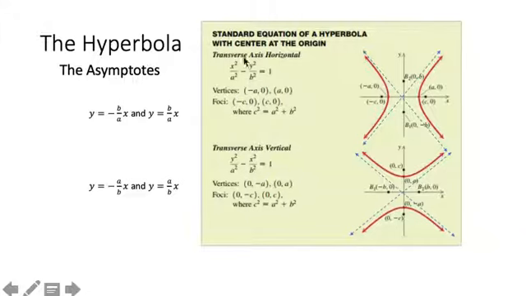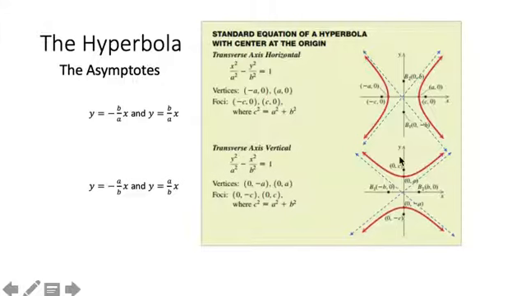This is the equation when the transverse axis is horizontal. That means the axis that goes through the vertices and through the foci is going to be a horizontal line. And these are the equations of the asymptotes. Then this is the equation for a hyperbola whose transverse axis is vertical, like this y-axis here. And here are the equations for the asymptotes.